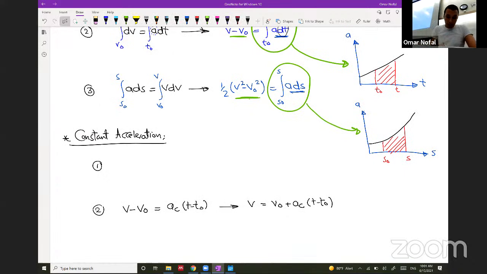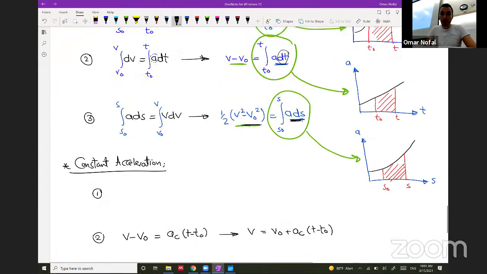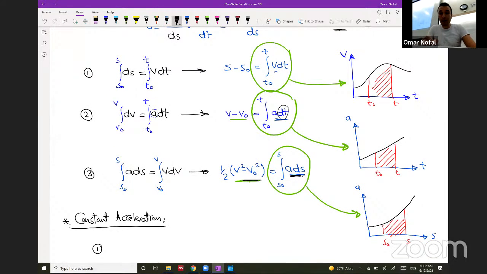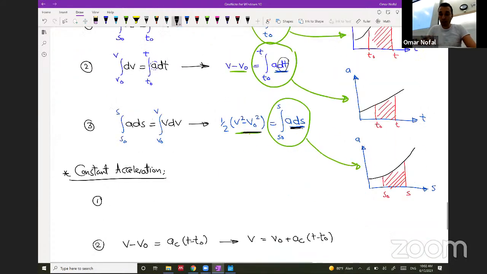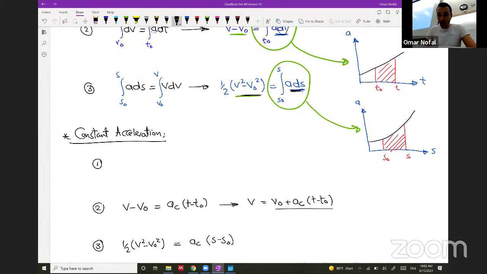And let's have the third one, which is this one. If a is constant, we can get a outside the integration. So you will have half v squared minus v naught squared equal to a, which is constant, so a_c multiplied by s minus s naught. We can get this from here. Let's get to the first one, because we have v inside the integration, and from this rule you can see that v is a function of t, so we need to integrate this.